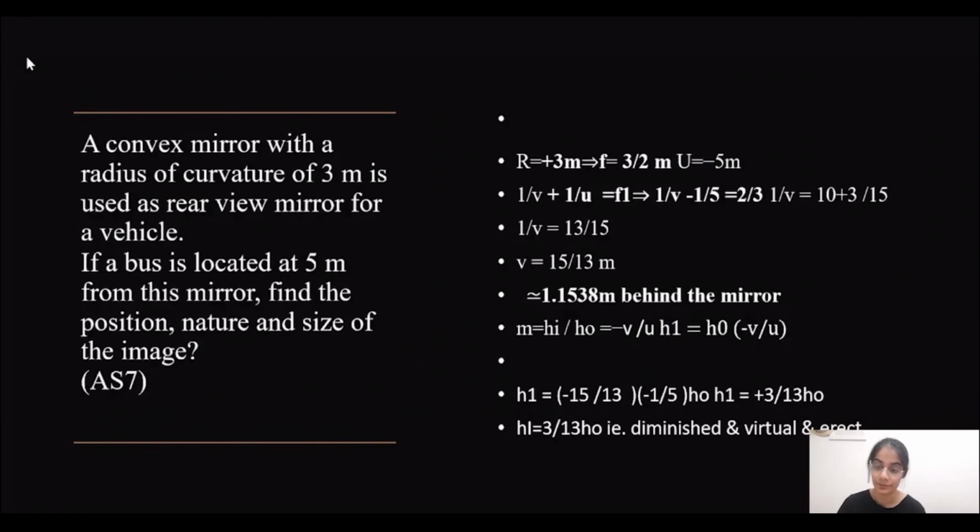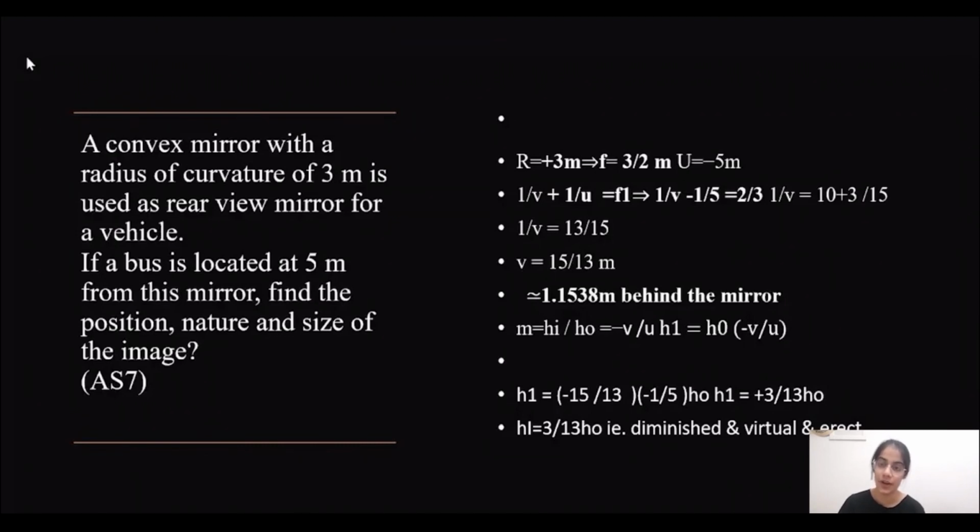So imagine an object which is 5 meters in front of your mirror will have an image formed at a distance of 1.15 meters behind the mirror. Since you have image distance and object distance, you can find magnification. If you find magnification, you will be able to describe the size. Now, if you substitute in the ratio minus v by u, the height of the image as compared to the height of the object is 3 by 13 times the height of the object.